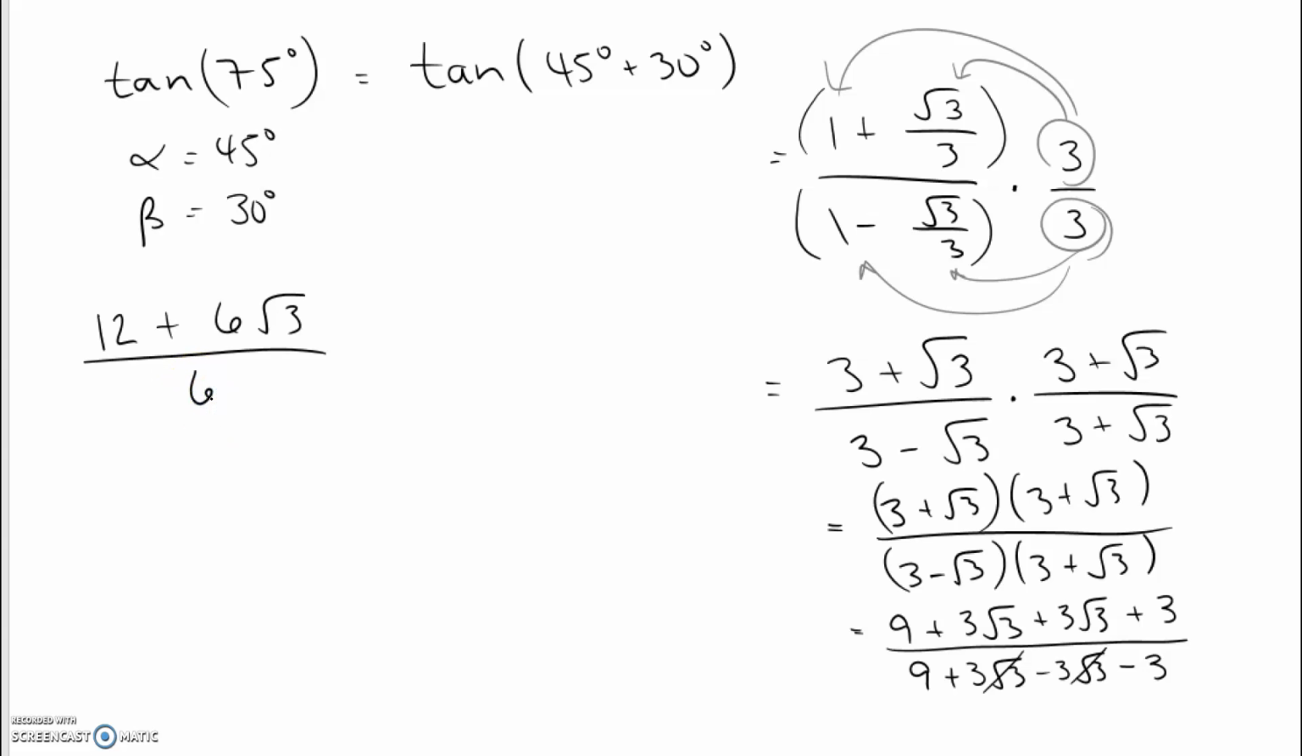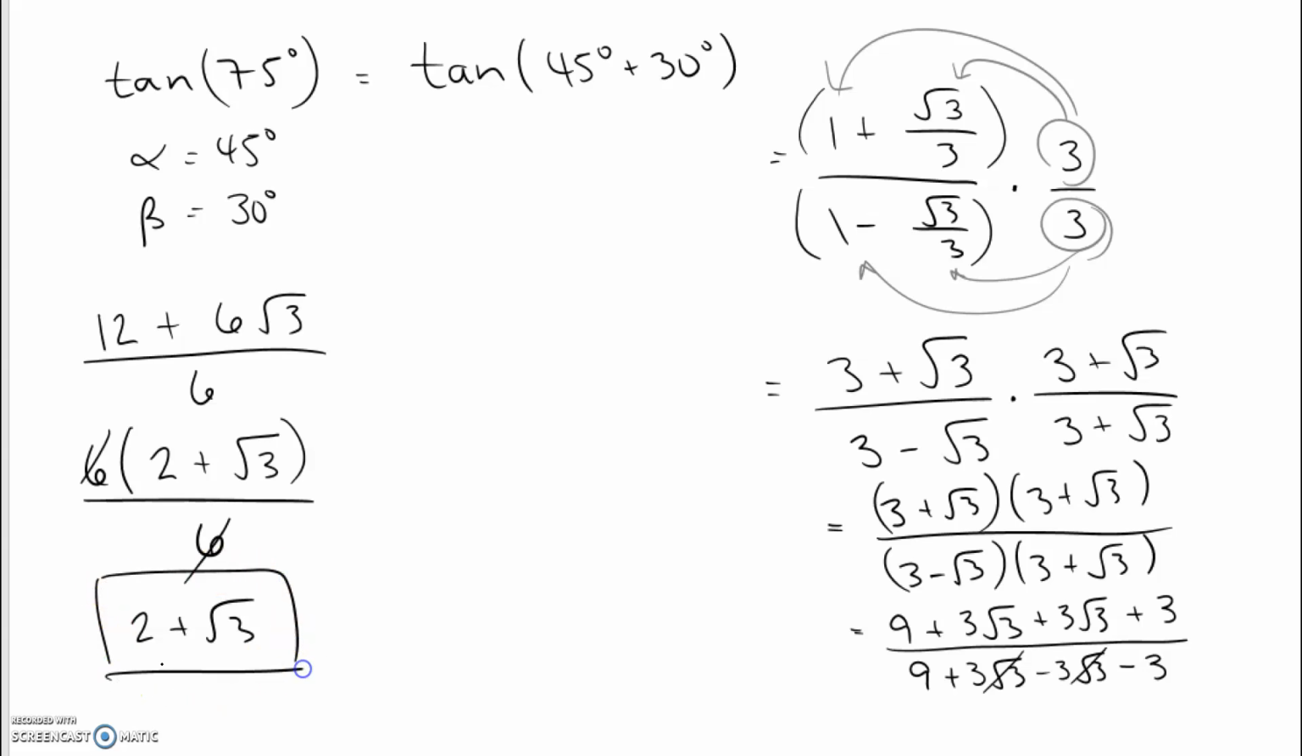Notice I got a 6, I can take out 6 from every one of these. So this would be 2 plus square root of 3 all over 6. And then our 6 will cancel. So we have 2 plus the square root of 3. And that is our final answer. Or it could be switched, square root of 3 plus 2. They mean the same thing. But that's the answer for number 5.